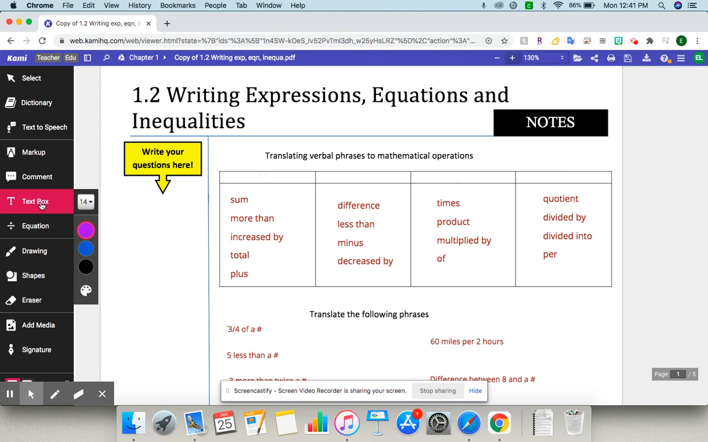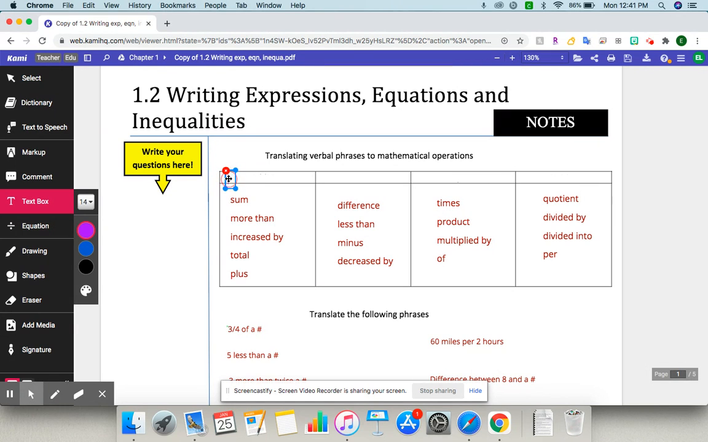In section 1.2, we discuss writing expressions, equations, and inequalities. How does the English language translate to mathematics? So in this first section, we're looking at words that describe a type of mathematical operation.